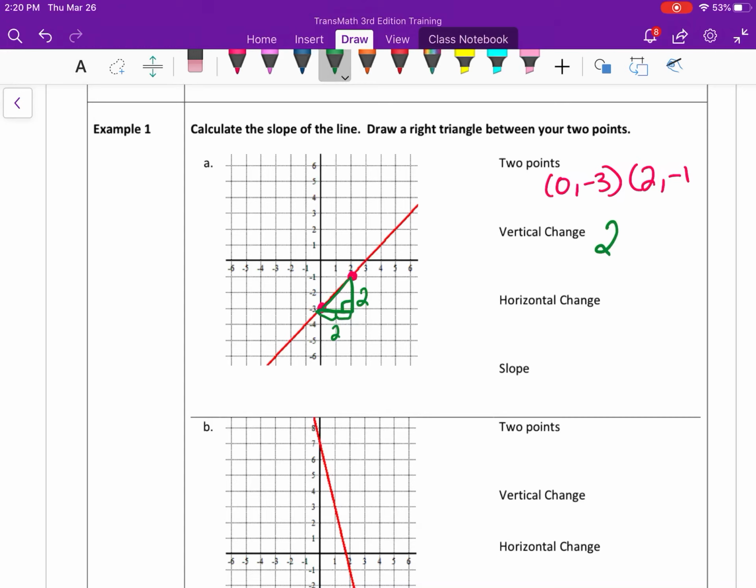Vertical change is 2, horizontal change is 2. And you can see that this line, if you think about the little guy walking on it, and it's going towards the positive numbers up here, it is a positive slope. He's walking uphill. The slope will be then the vertical change over the horizontal change as a fraction, which does reduce to 1/1, or just a slope of 1.